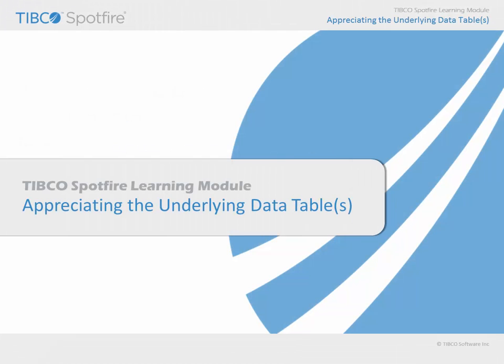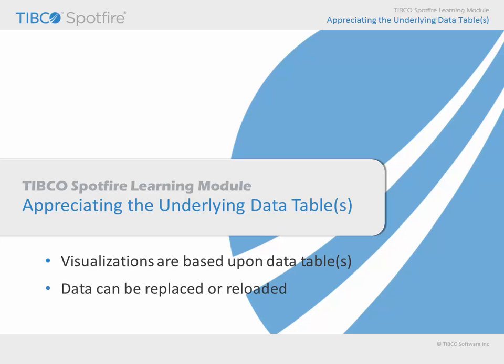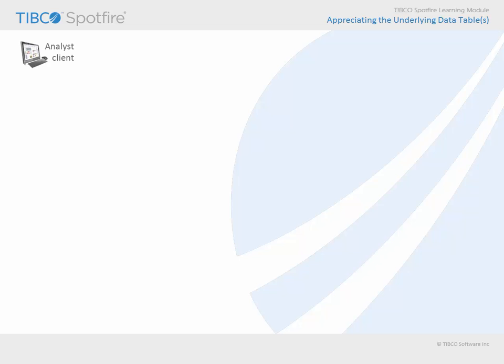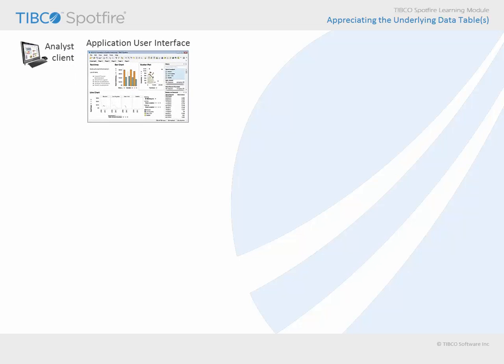In this learning module, we will take a few minutes to consider the importance of the underlying data table or data tables within your analysis. While visualizations, filters, and other aspects of the analysis document are based upon data in data tables, you should consider that the data in those tables can be replaced or reloaded, causing the visual representations of the data to adjust accordingly. Consequently, as you consider a Spotfire analysis, the best way to think about the analysis document and the underlying data tables is to consider them as separate but integrated items.